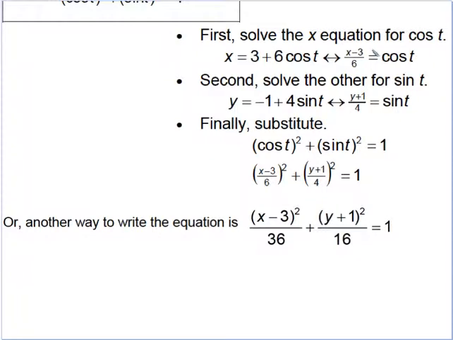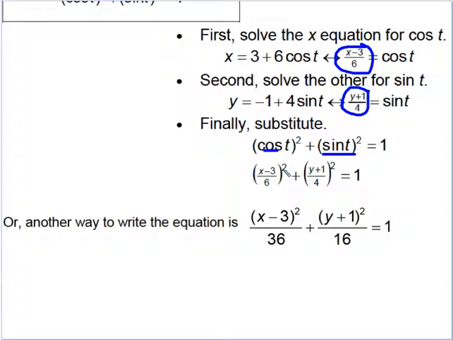Well, now we're going to take these formulas, this and this, and substitute it in for the cosine and sine in your Pythagorean identity. Okay, so we're just taking x minus 3 divided by 6, we're plugging it in for cosine, and y plus 1 divided by 4 replaces the sine t. Okay, and then we get this.